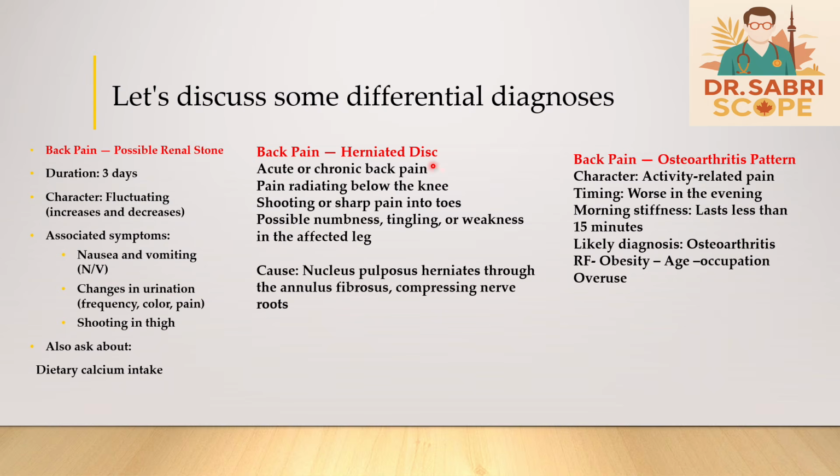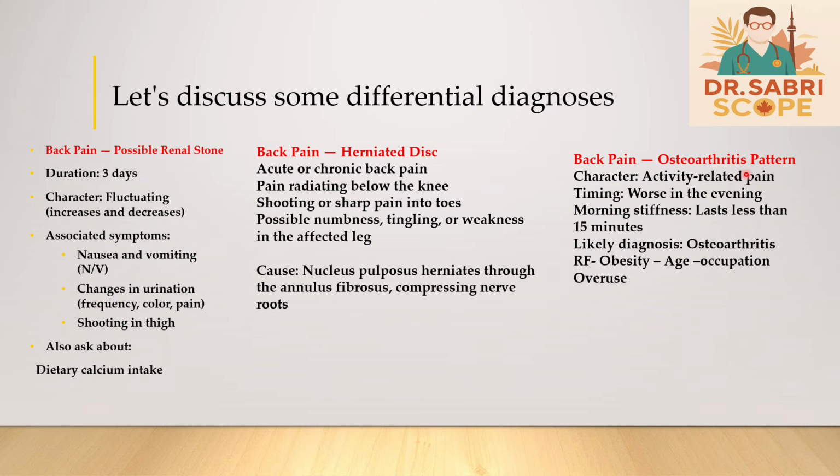Secondly, we reach the herniated disc, which can also cause acute or chronic back pain. Pain can radiate below the knees. Some patients can tell you, I feel the pain in my toes. And also if the herniated disc compresses the nerve root, the patient can present with numbness, tingling, or weakness, and this is considered an urgent condition.